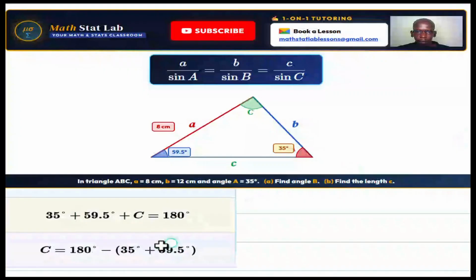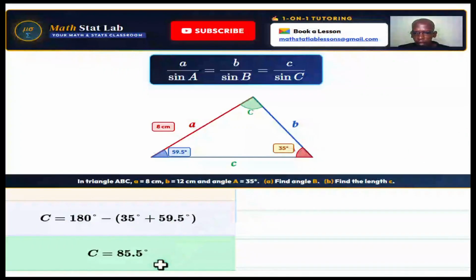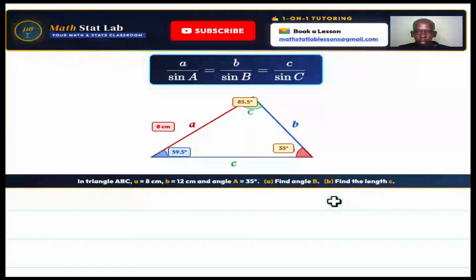Then it means, if I take that 35 plus 59.5, then plus C should be equal to 180 degrees. So now, to get just this angle here, C, I should take 180 minus 35 plus 59.5. And if you use a calculator to get this value, it will automatically be 85.5 degrees, meaning this angle here is just 85.5 degrees. So now we have all the angles. We have angle A, angle B, and angle C.